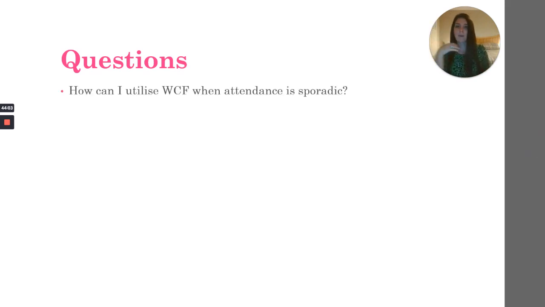So the first one: how can I utilise whole class feedback when attendance is sporadic? I think I addressed that a little bit earlier on. I think you've got to think about the fact that the student, if they had done that work, would probably have made the same errors as everybody else. So in a way, that's a good thing about whole class feedback, because they're going to hear the common errors and misconceptions which will apply to them when they do that task. But also think about how to use your feedback lessons so they've got something to be getting on with that doesn't involve redrafting. So it just takes planning.